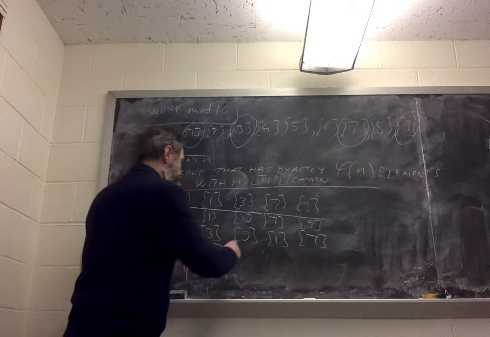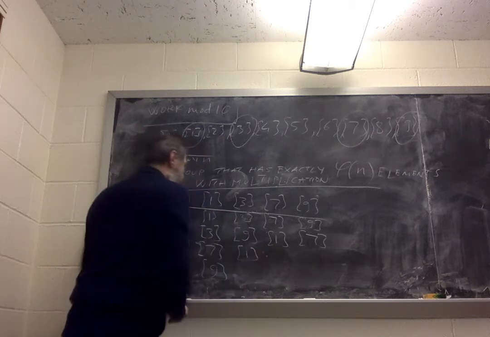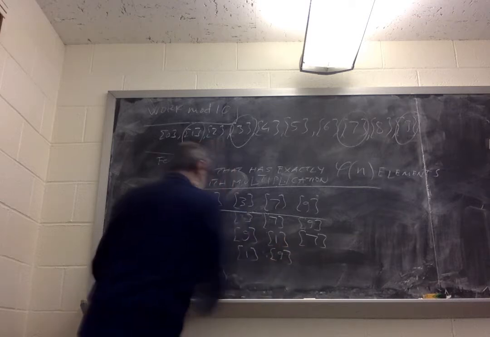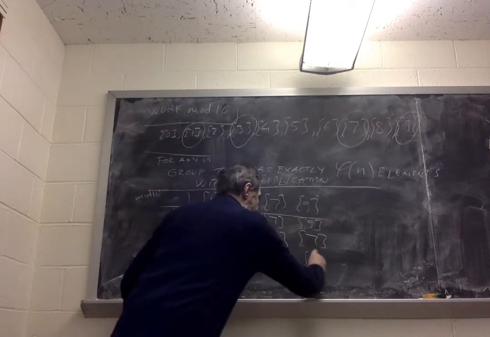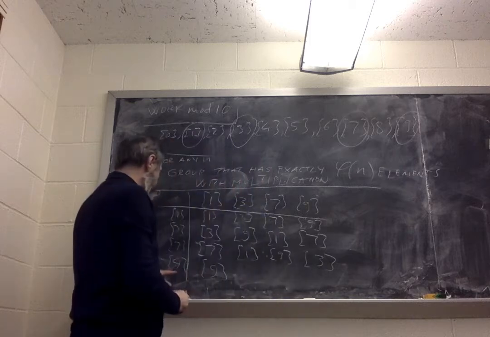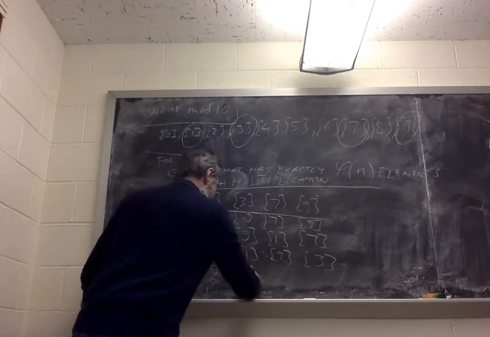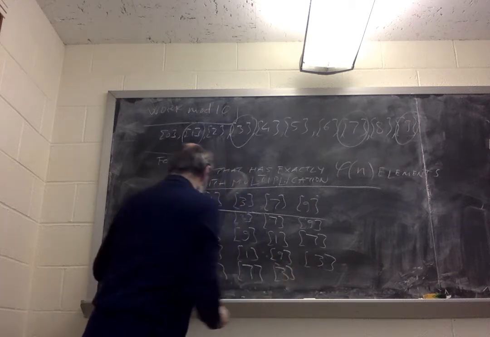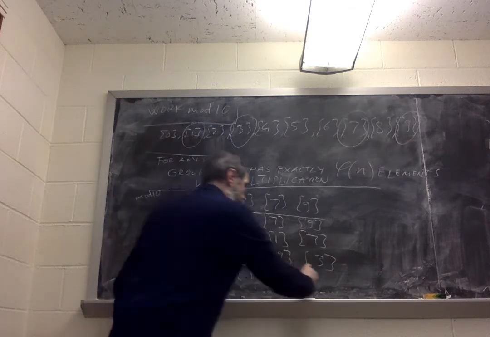Now, 7 times 3, 21, class of 1. 7 times 7 is 49, the class of 9. 7 times 9 is 63, the class of 3. The same here. 9 times 3, 27, class of 7. 9 times 7, 63, the class of 3. And 9 times 9 is 81, the class of 1.